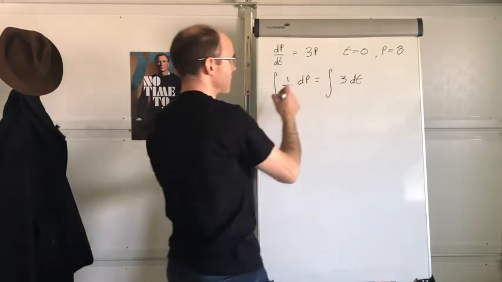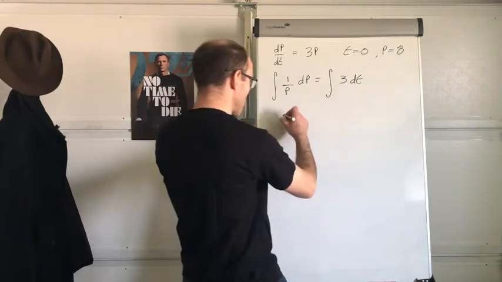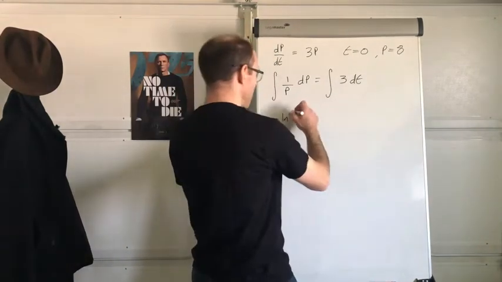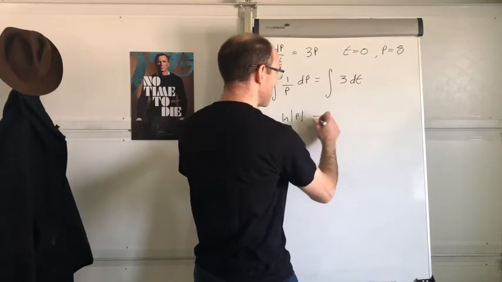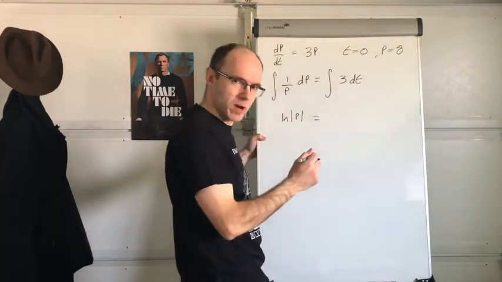Integral of 1 over P dP equals integral 3 dt. And we'll integrate that and see what happens. This is a lovely easy one, isn't it? Natural log of P, and you're probably thinking, why can't all integrals be like this? Because they can't, that's why.